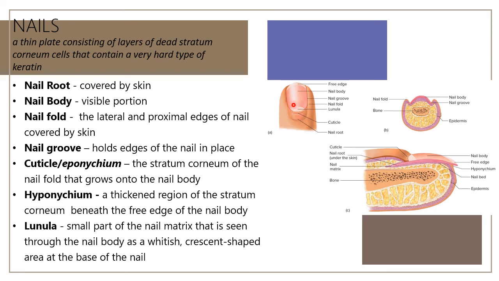You also have a nail groove dito sa side. This groove holds edges of the nails in place. Now you also have a cuticle, or what you call your eponychium. This is the stratum corneum of the nail fold that grows onto the nail body. And a hyponychium, your hyponychium is the one that is beneath the free edge of the nail body. No, ilalim nito. Hyponychium yan siya. Ito. Yan. Ilalim ng free edge ng nail body mo. This is a thickened region of the stratum corneum. And then you also have your lunula, yung white portion. This is a small part of your nail matrix that is seen through the nail body as a whitish crescent-shaped area at the base of the nail.